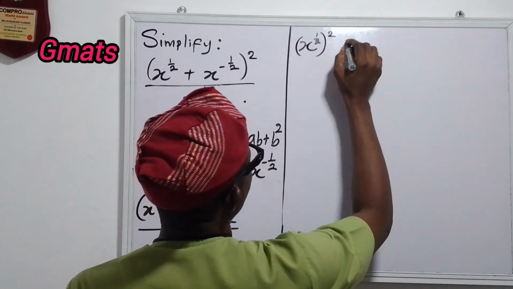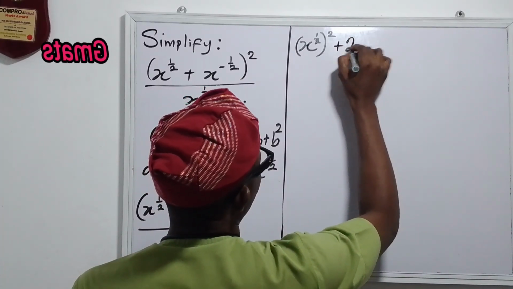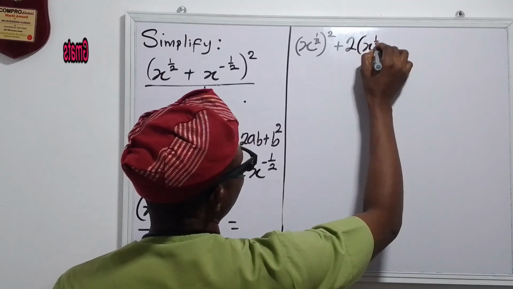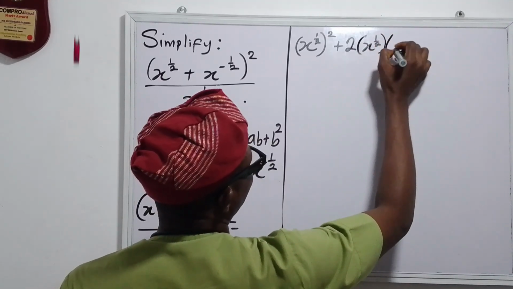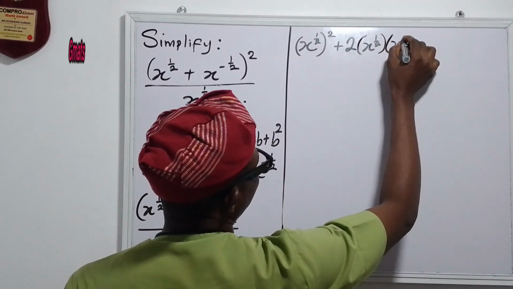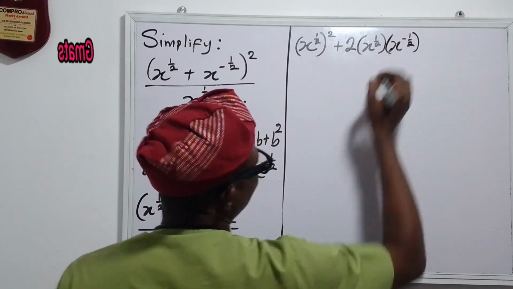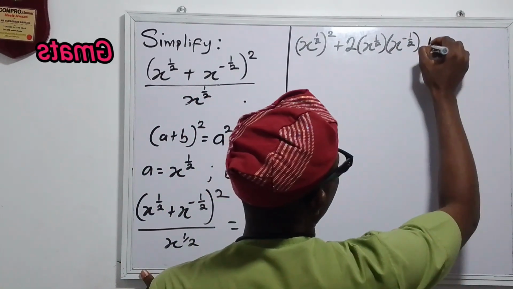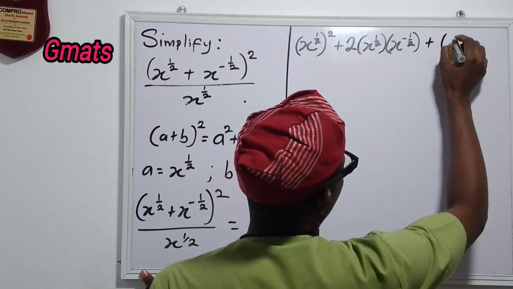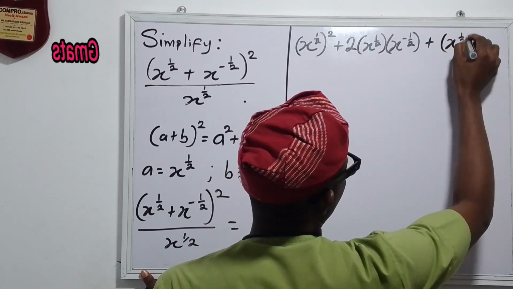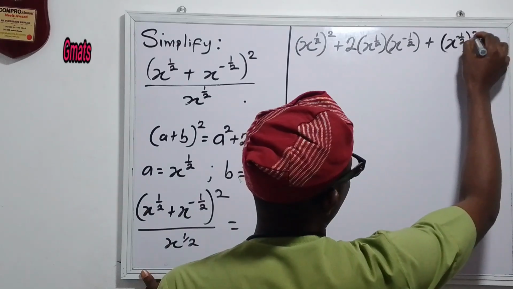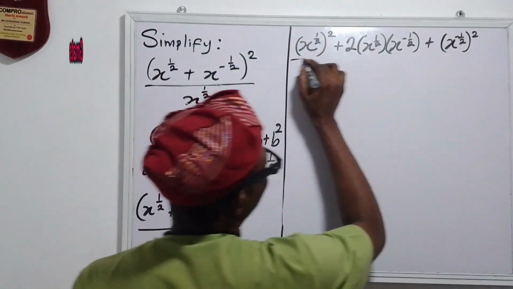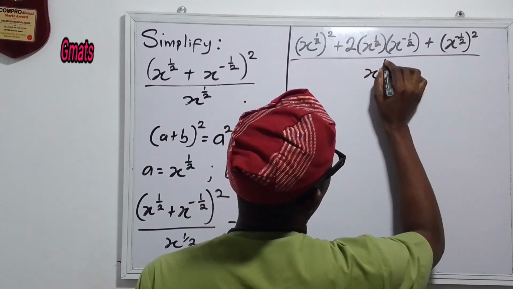plus 2a. What is a? A is x raised to the power of 1 over 2, and b, x raised to the power of negative 1 over 2. Okay, so the last one we have here is plus b. b is x raised to the power of 1 over 2, negative 1 over 2, raised to the power of 2. All right, everything all over x raised to the power of 1 over 2.